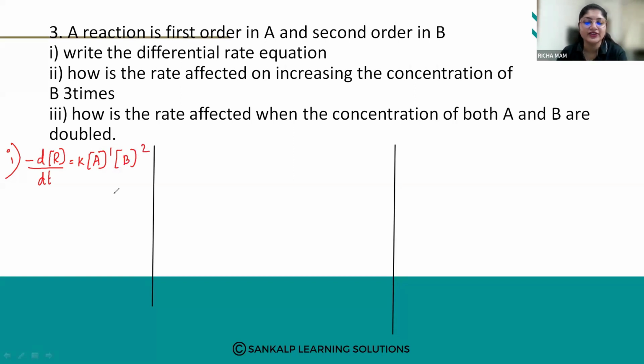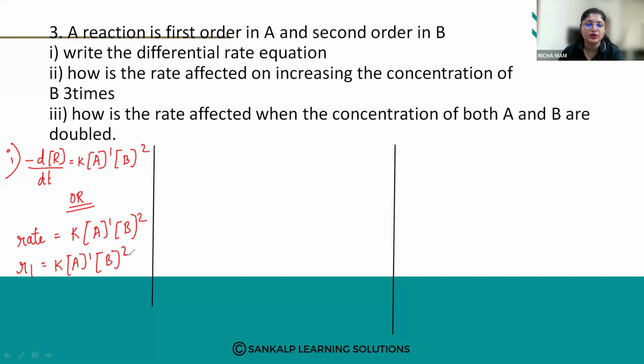So this is a differential rate equation. Rate is equal to K into A raised to 1 and B raised to 2. That is, R1 is equal to K into A raised to 1 and B raised to 2. So this is the first equation of the differential rate equation. Now we have completed how to write the differential rate equation.